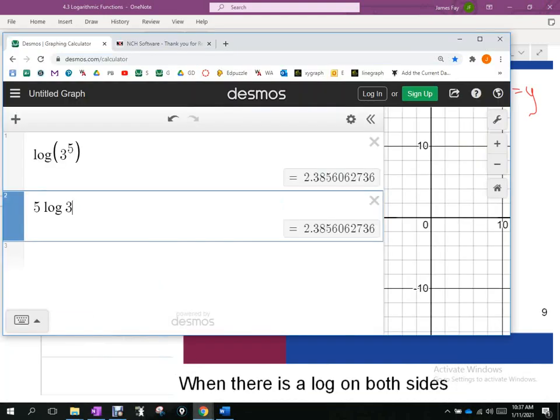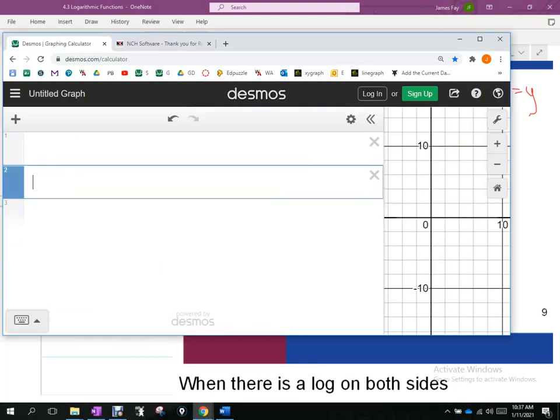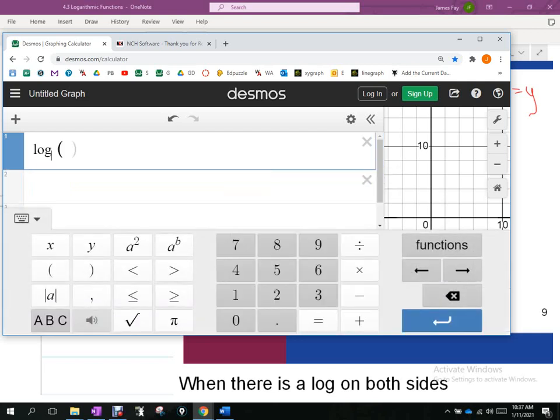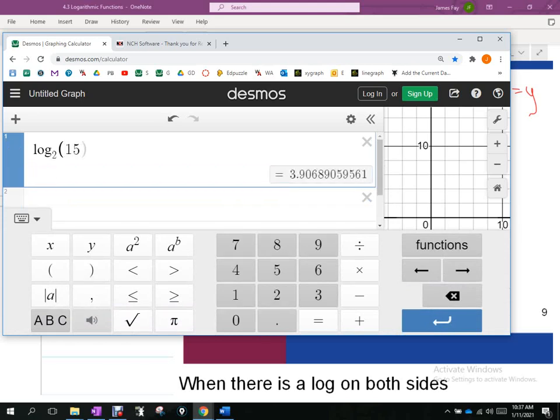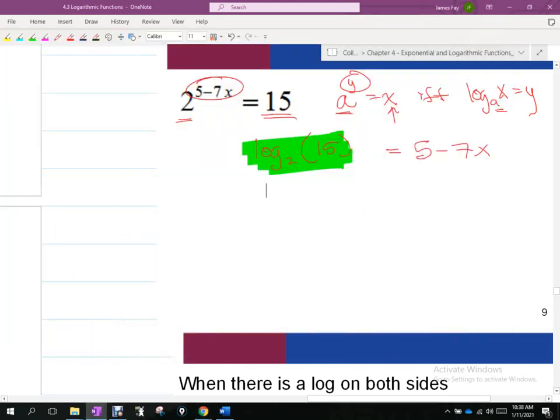Let's see. If I go log base 2 of 15, 3.906. That's the number that is right there, correct? Now, I'm not going to put 3.906 because then I change that number through my rounding, right? So we leave it as that. We leave it as the alternative symbol for that irrational number, okay?